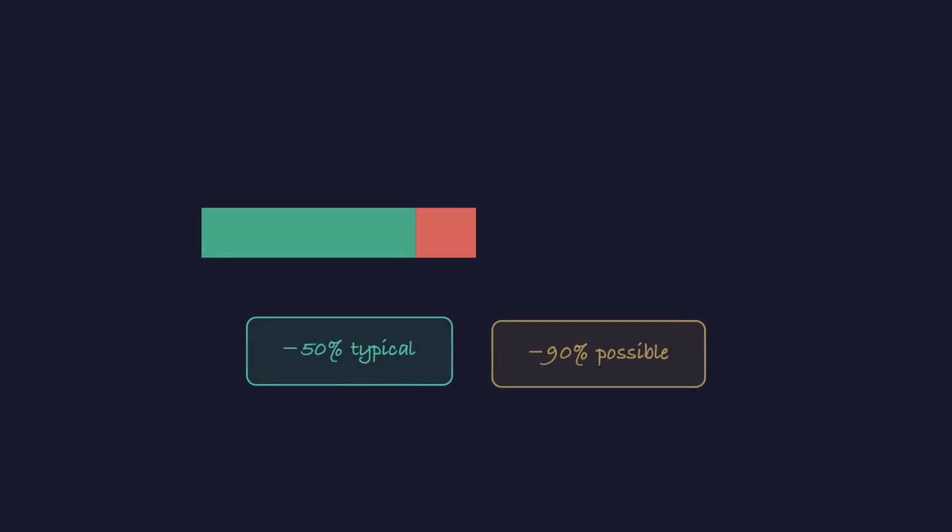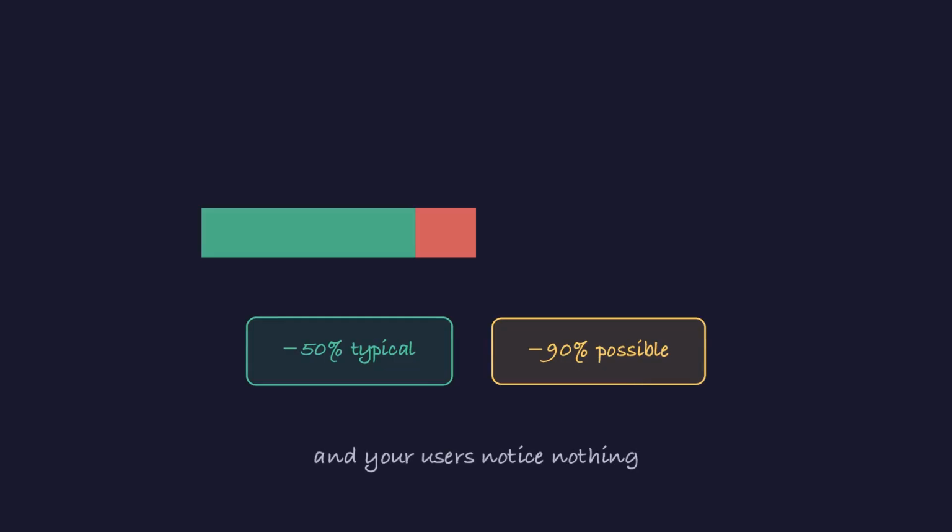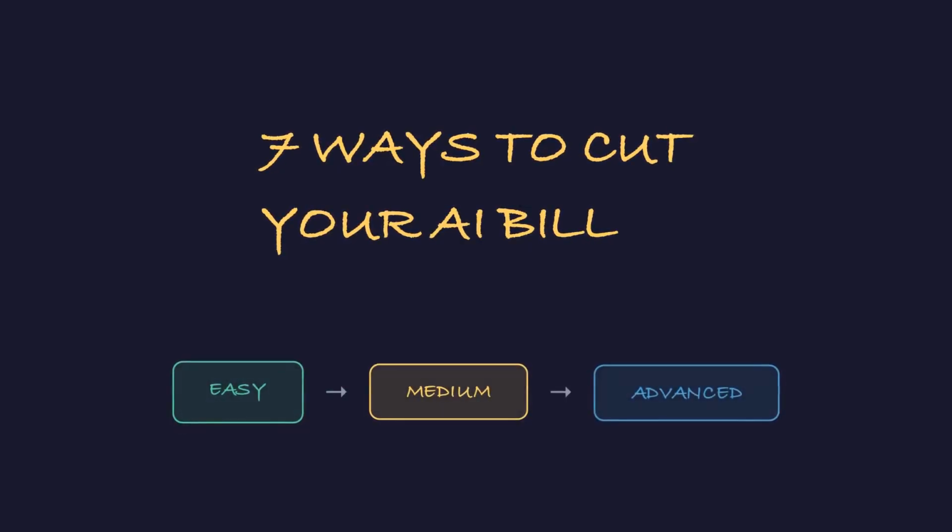The good news: once you understand where the money actually goes, you can often cut your bill by more than half, sometimes by 90%, without your users noticing a thing. Here are 7 ways to do it, from easiest to most advanced. Let's go save you some money.